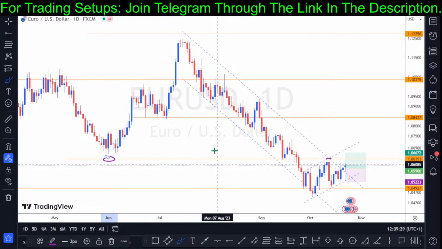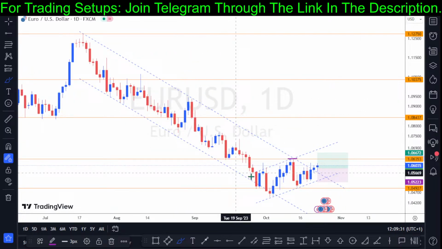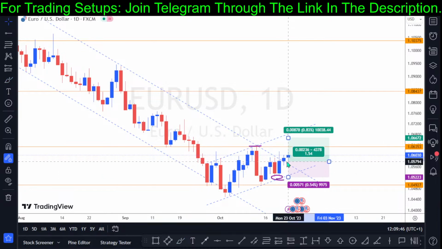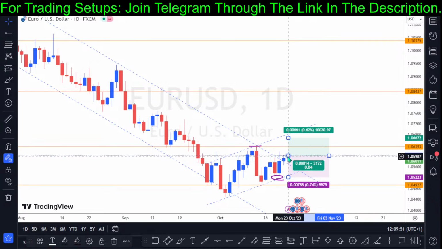And I kind of like the structure, the patterns, the play out right here. So this is why I am looking out for a long entry. Already I have a long entry on the Euro USD. And as you can see, I had my stop loss at the low structure of the 1.05194. I made an entry right here. Last week I added an entry again today, Monday, which is on the 23rd of October 2023.